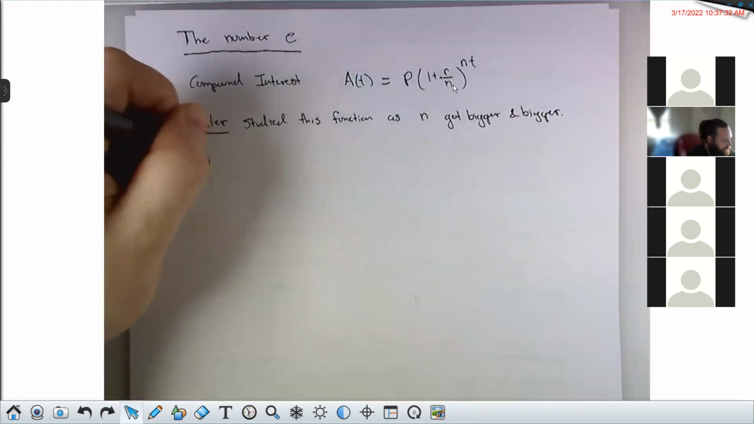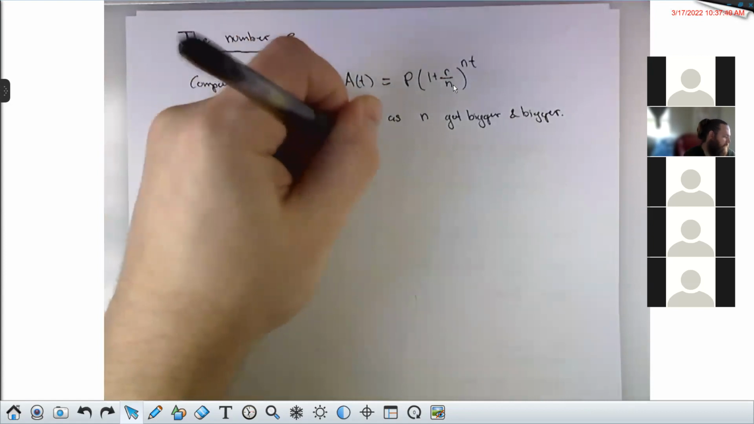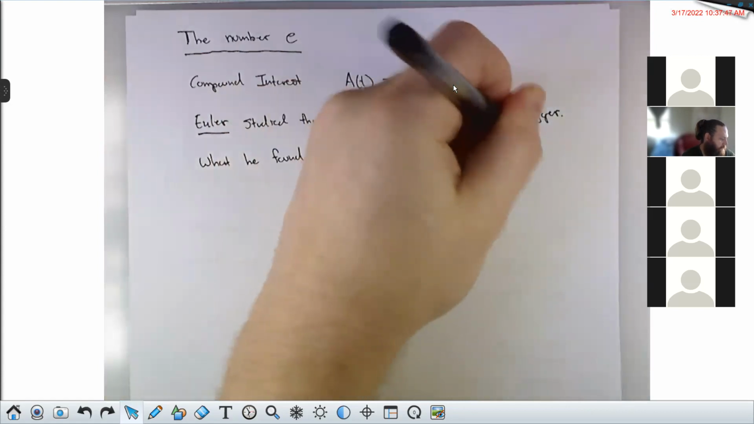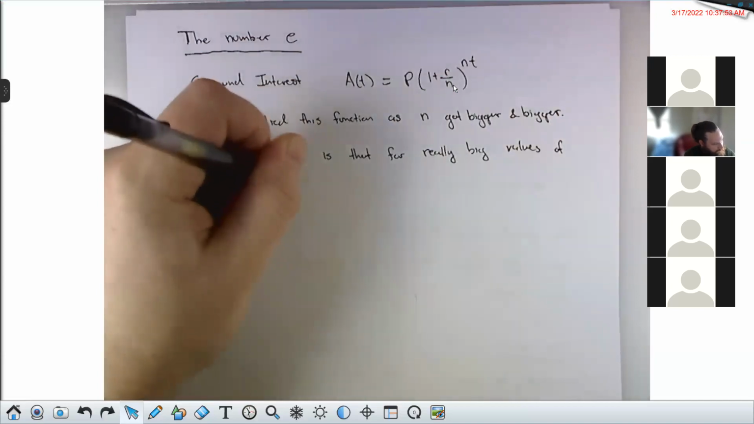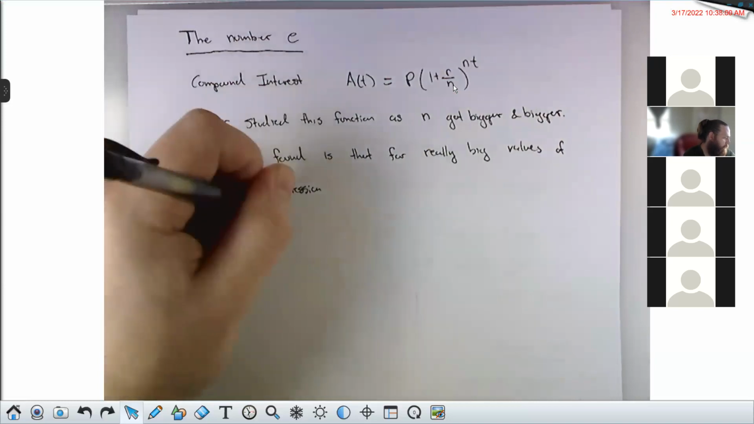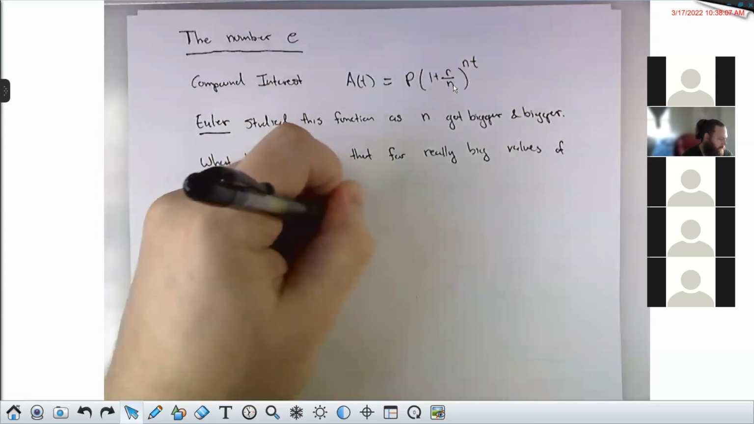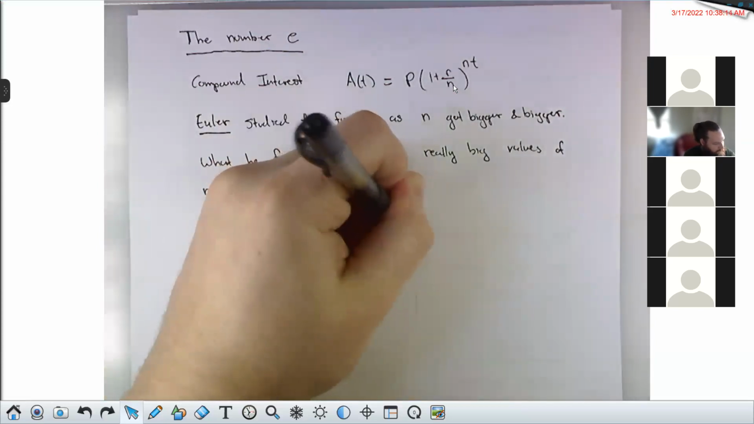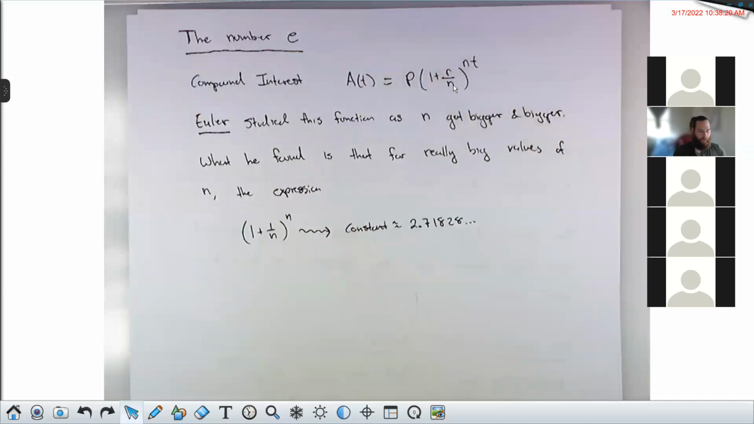What he found is that for really big values of n, the expression you get here, if you make all the other variables equal to 1, gets closer and closer to some constant. It's approximately 2.71828, blah, blah, blah.